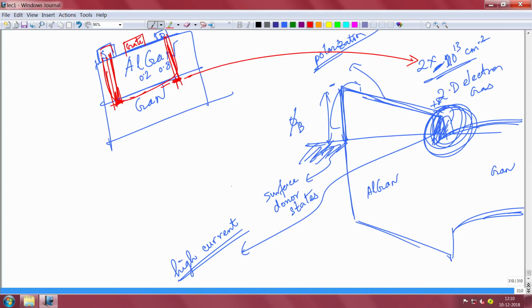Now this aluminum gallium nitride, I told you is around 20% aluminum, 80% gallium. Typically the thickness you can vary, it's around say 20-25 nanometer. And when you grow aluminum gallium nitride on gallium nitride, if you recall, aluminum gallium nitride has a smaller lattice constant.